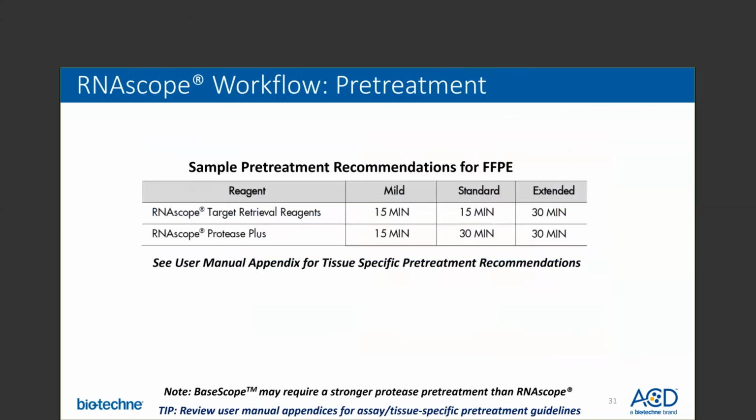Sample pretreatment can also depend on tissue type. Some tissues require a milder pretreatment, and some tissues require a harsher, extended pretreatment. This chart shows mild, standard, and extended pretreatment times for FFPE samples. For a list of tissue-specific pretreatment recommendations, please refer to the user manual appendix.